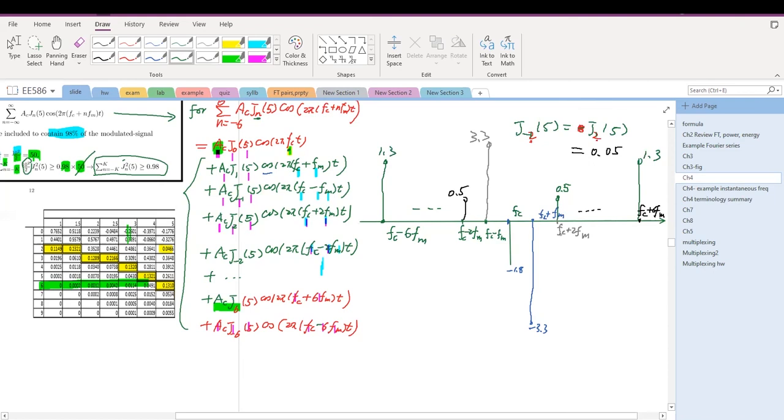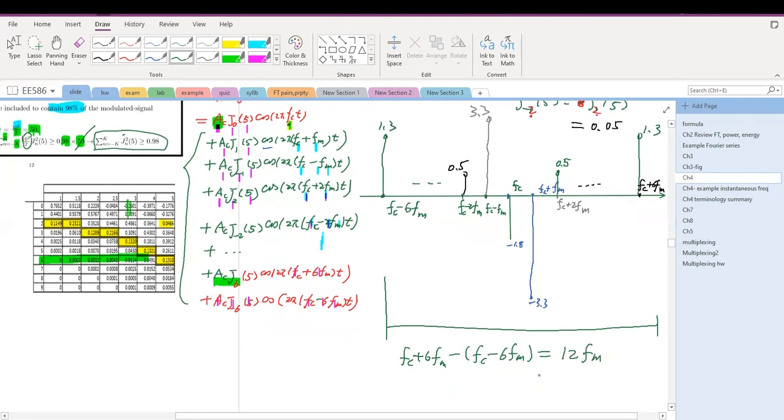In the negative frequency, we have the symmetry, all of these back. The bandwidth is here, from here to here. So FC plus 6 FM minus FC minus 6 FM, that equals what? 12 FM, and FM is 10, and this equals 120 Hertz.